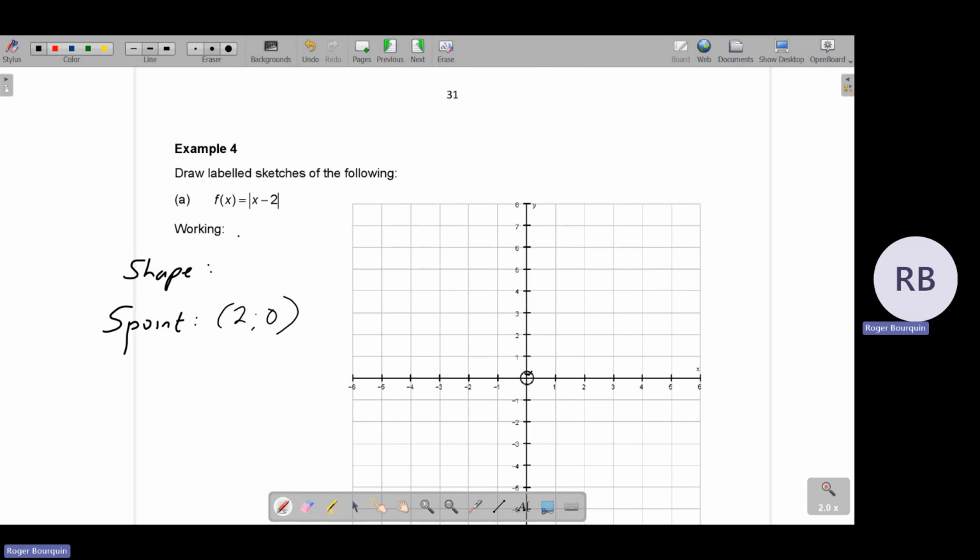Right, what's the shape? Happy or sad? Happy, right? So it turns at 2, 0 and is happy. We've got the x-intercept, do you agree? So all you're going to go find is the y-intercept. Go find the y-intercept and then use the point that's symmetrical to it. How do I find a y-intercept? Let x equal 0, right?